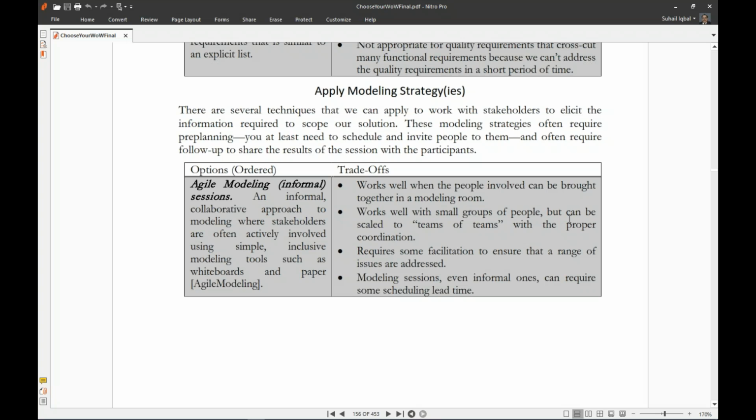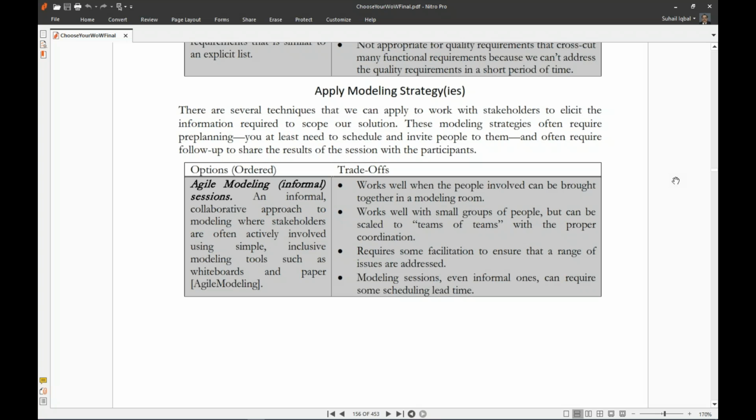Apply modeling strategy. There are several techniques that we can apply to work with stakeholders to elicit the information required to scope our solution. These modeling strategies often require replanning. We need to schedule and invite people to them, and often require follow up to share the results of the sessions with the participants.